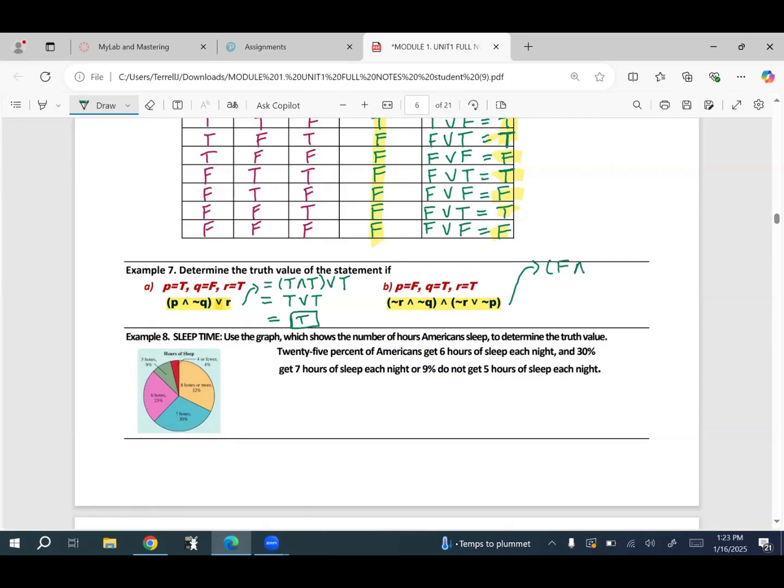And, okay, what's the negation of Q? Q is true, but the opposite of true is false. And then I'm going to do the next parentheses there. The negation of R would be what? False. R is true. The opposite of true is false. Or, and what's the negation of P? True. Good. Any questions on how I did that?